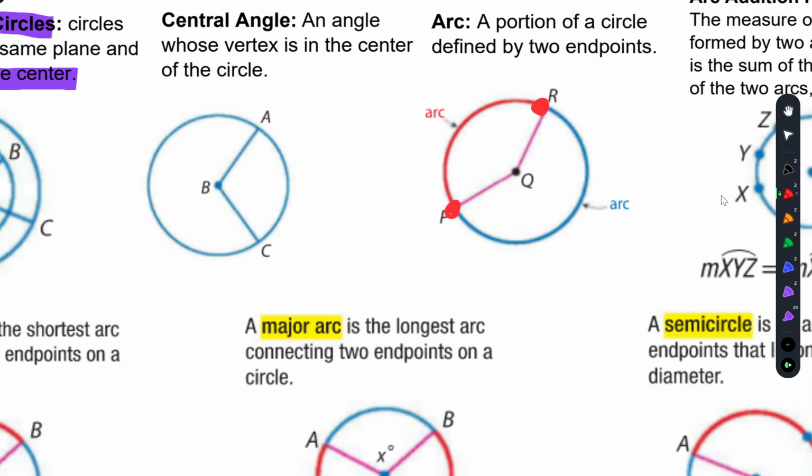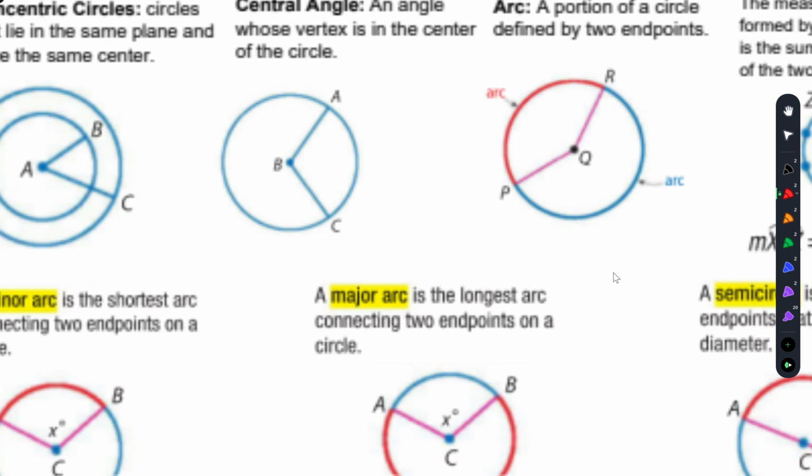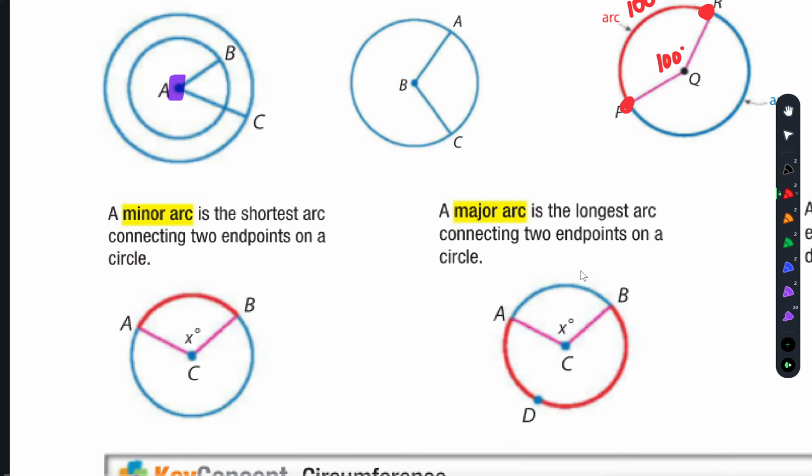And then remember, our property about central angles and arcs is that if I have a central angle, let's call this 100 degrees, then my arc measure is the same exact angle measure. So if that's 100 degrees, this arc is 100 degrees. We remember that from last unit. I'm going to skip the next one really quickly because it's basically the same thing.